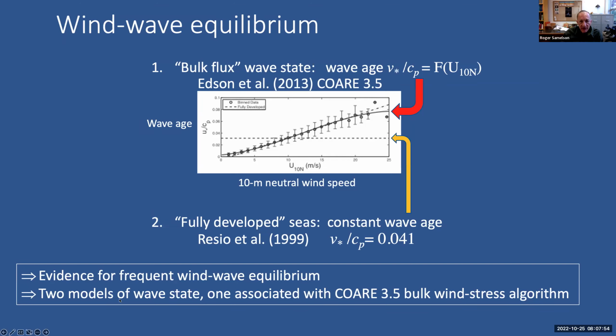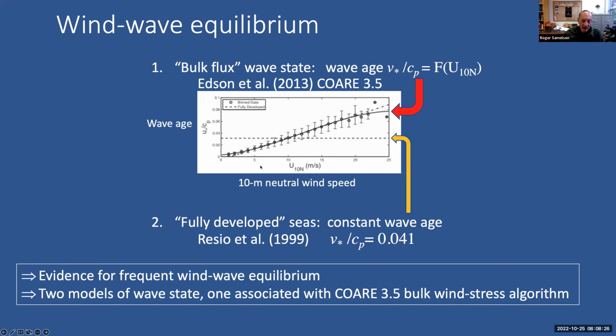So you can see, let's see if I have a pointer, the relation here with the solid line and the data points with the indication of the spread around that. Basically for this data set at each wind speed, there's a unique wave age. And that essentially means that there is an equilibrium or some sort of quasi-equilibrium, at least in this data set.